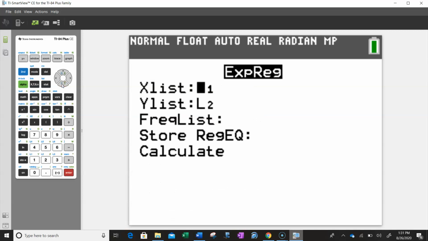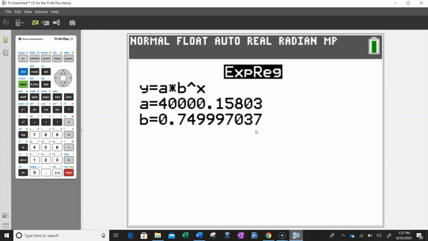So we just press enter. It's going to give us our X list as list 1, our Y list as list 2. If we wanted to, we could store the regression equation. I'm not going to worry about that for right now, but I'm just going to go to calculate. It's going to give us our basic formula, y equals a times b raised to the x, and then it gives us our a value and our b value.